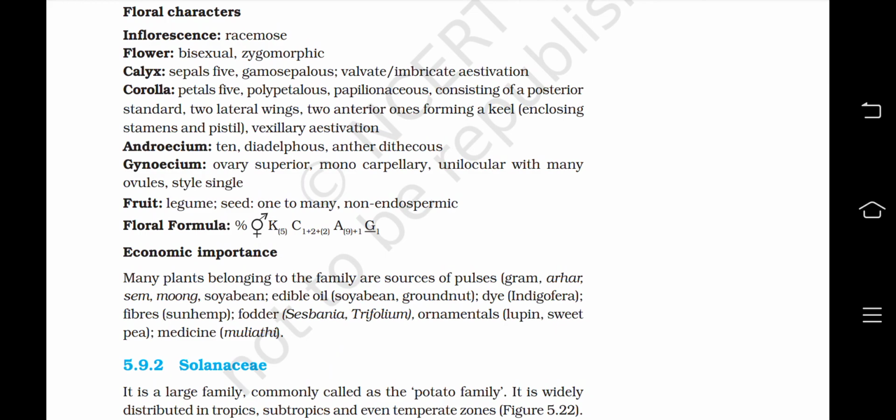Economic importance. Many plants belonging to the family are sources of pulses: gram, arhar, sem, moong, soybean. Edible oil: soybean and groundnut. Dye: Indigofera. Fibers: sunhemp. Fodder: Sesbania, Trifolium. Ornamentals: lupin, sweet pea. Medicine: mulethi.